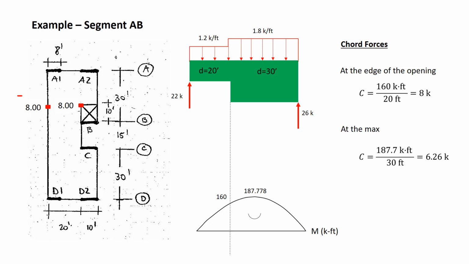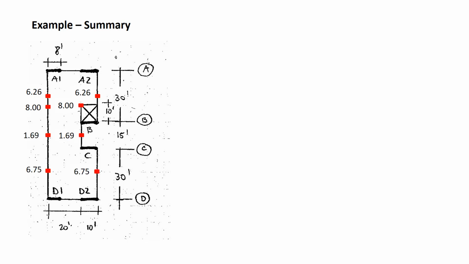Next, we'll calculate the chord force at the point of maximum moment. We take the value of moment divided now by the 30-foot diaphragm depth, and we get a chord force of 6.26 kips. That chord force occurs at the location shown. So let's move on and summarize all the information we have so far and see where we would go with this next. This diagram shows all the values that we've found for the chord force and the corresponding location.